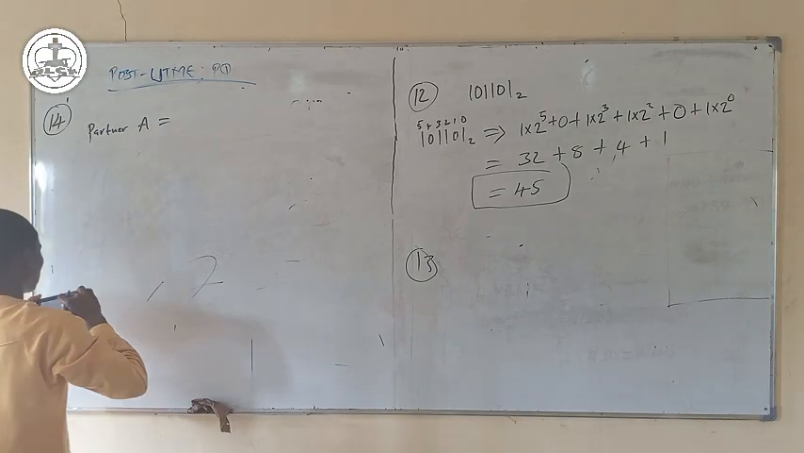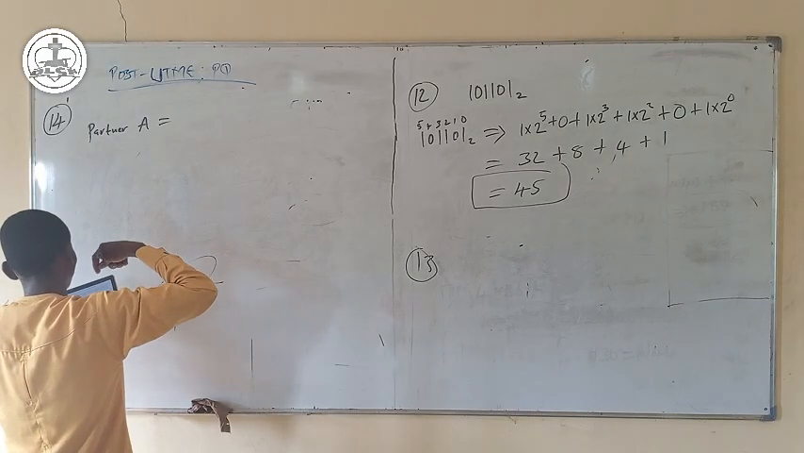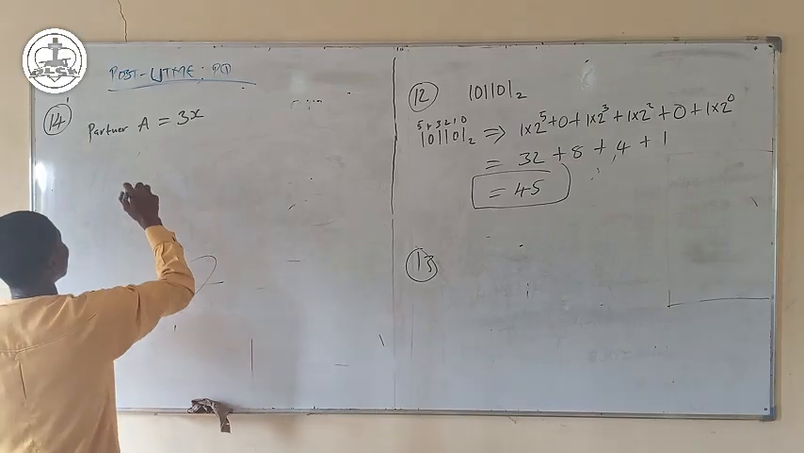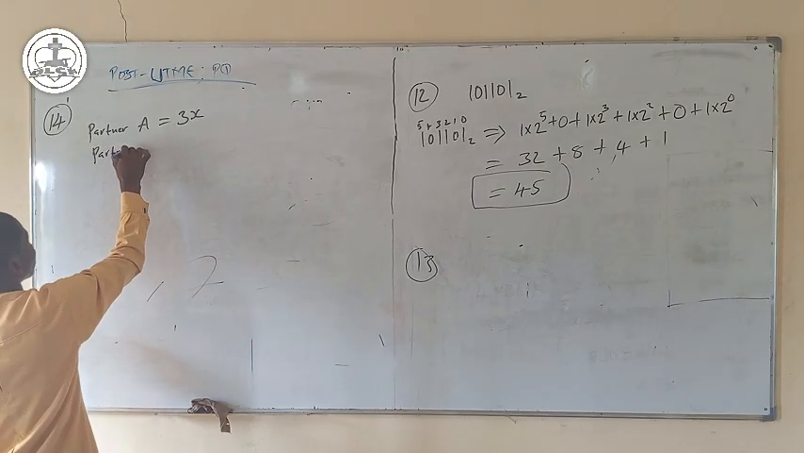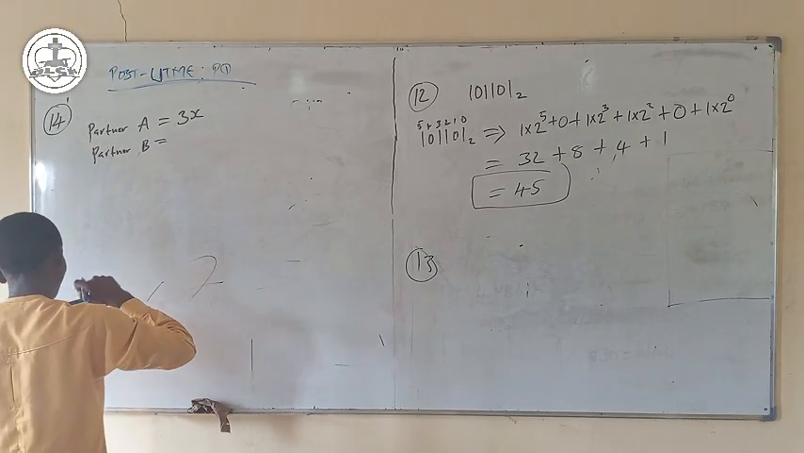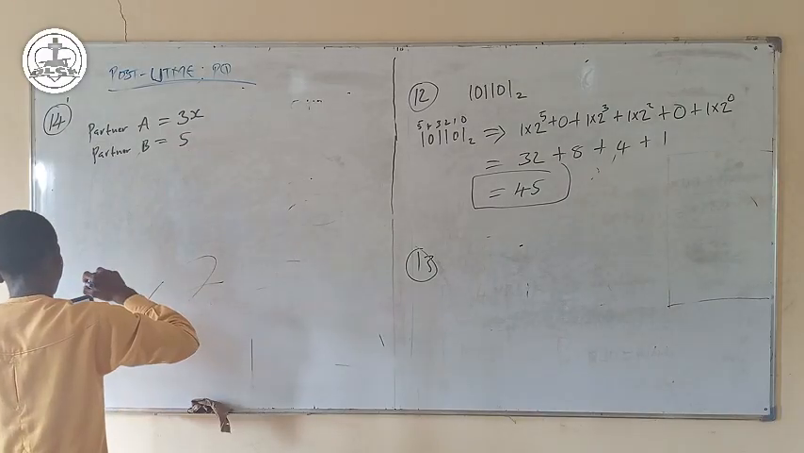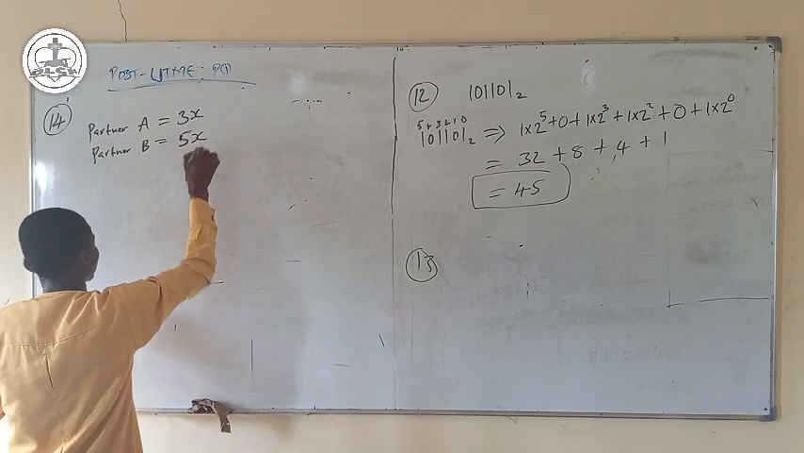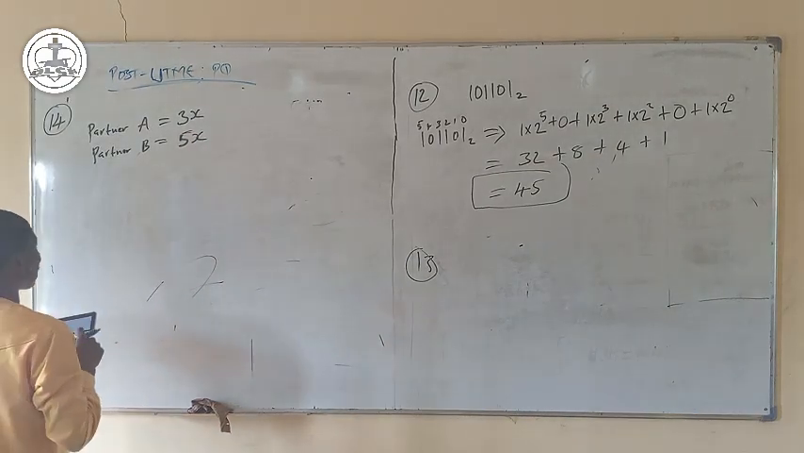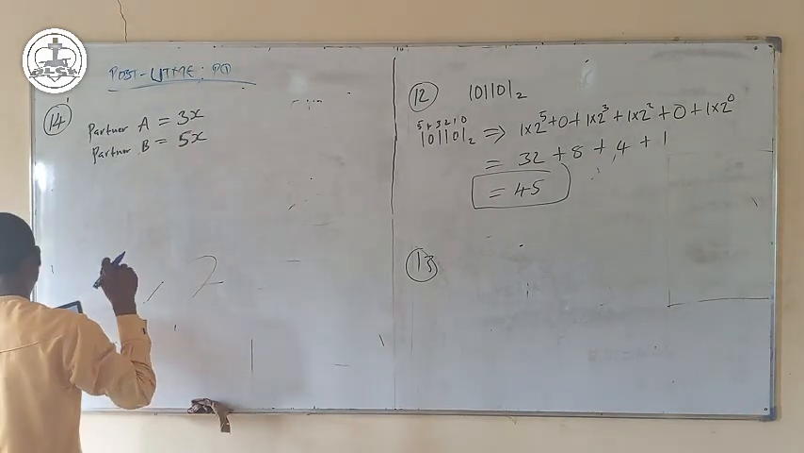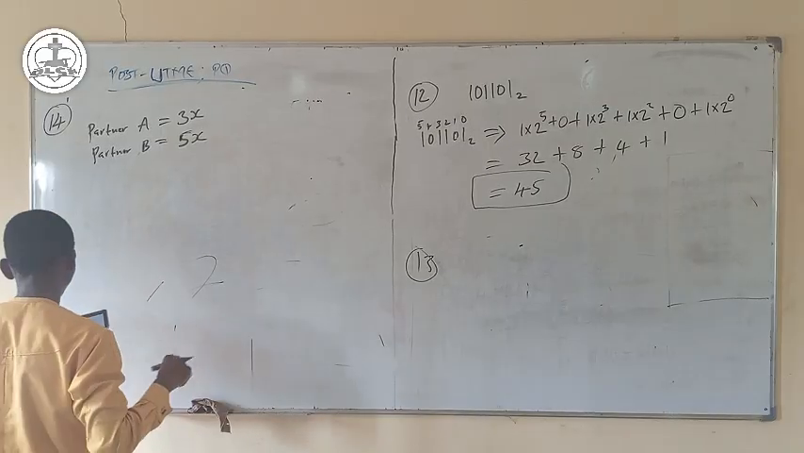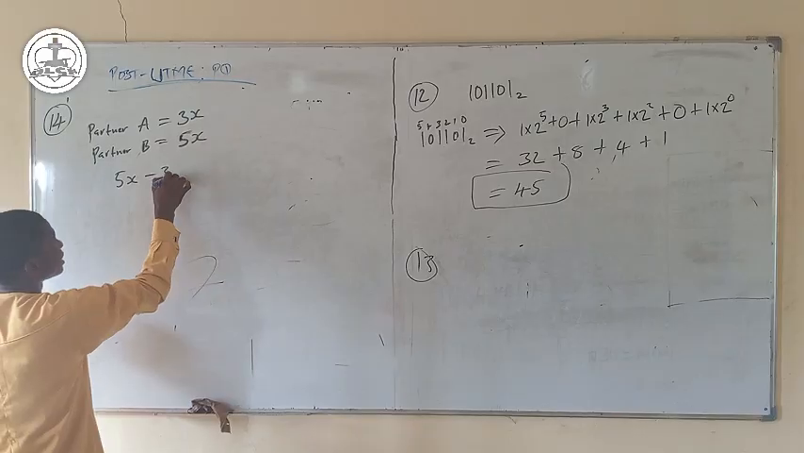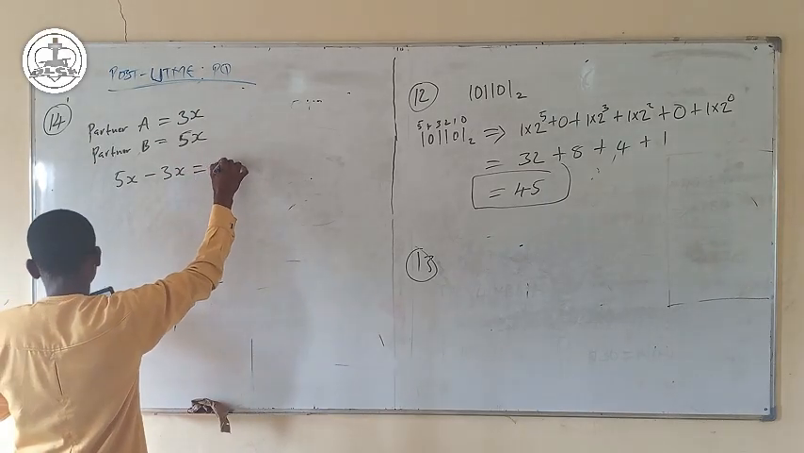has what? Let the ratio to partner A be 3x. Let's say that's the profit for partner A. And for partner B, since it is 3:5, let's call it 5x. Now, they said if B receives 3,000 naira more than A, so now 5x minus 3x is equal to what? 3,000 naira.